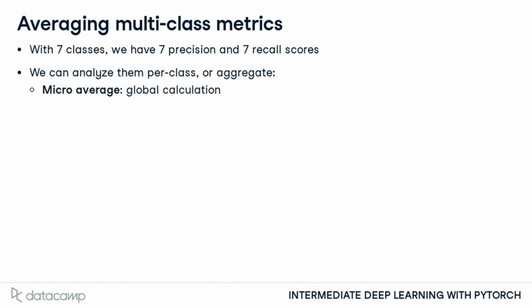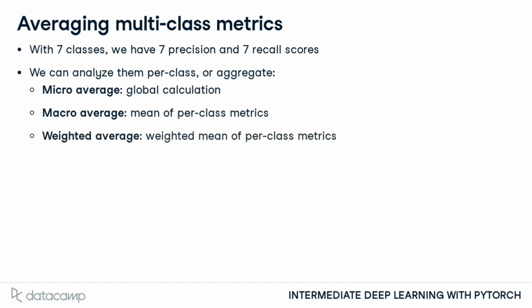Microaverage calculates the precision and recall globally by counting the total true positives, false positives, and false negatives across all classes. It then computes the precision and recall using these aggregated values. Macroaverage computes the precision and recall for each class independently and takes the mean across all classes. Each class contributes equally to the final result regardless of its size. Weighted average calculates the precision and recall for each class independently and takes the weighted mean across all classes. The weight applied is proportional to the number of samples in each class. Larger classes have a greater impact on the final result.